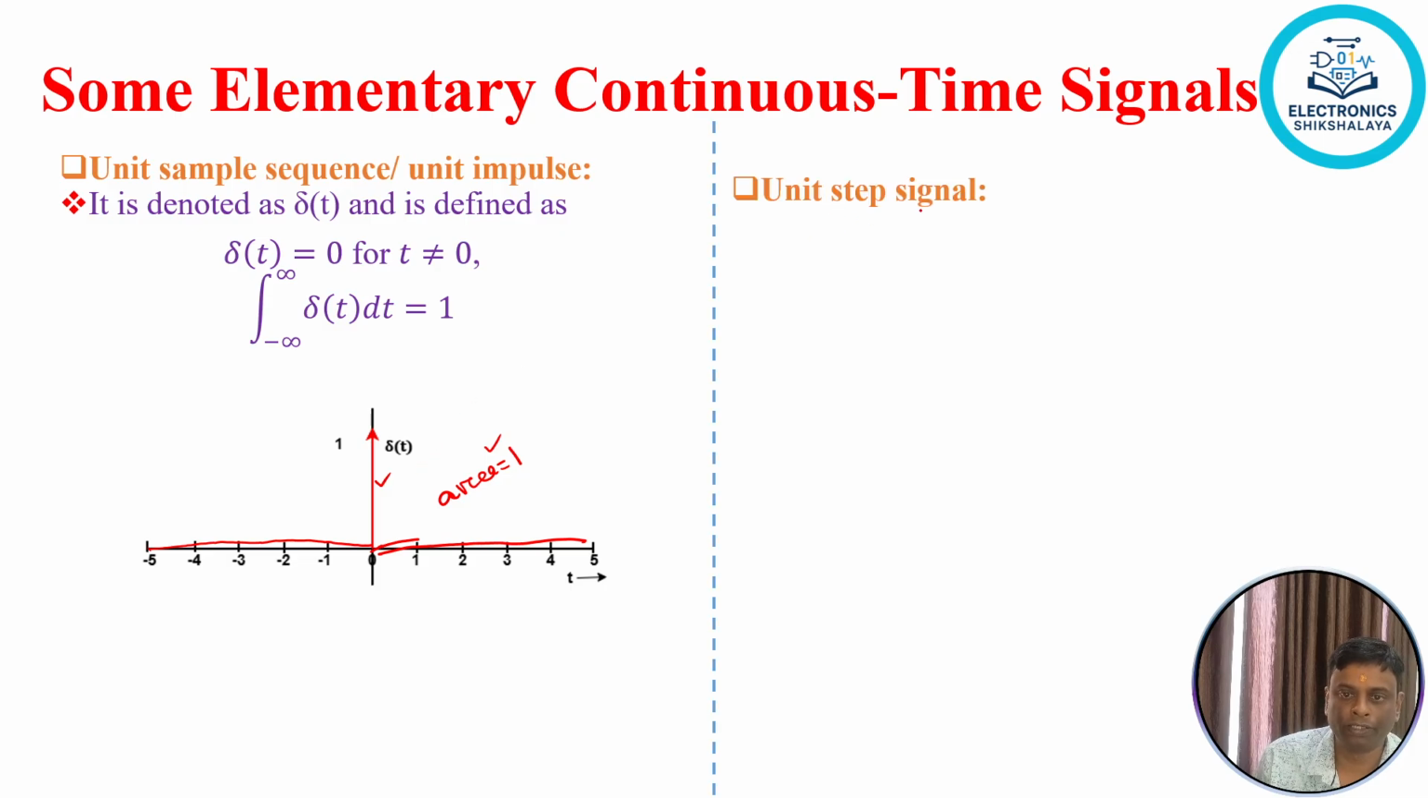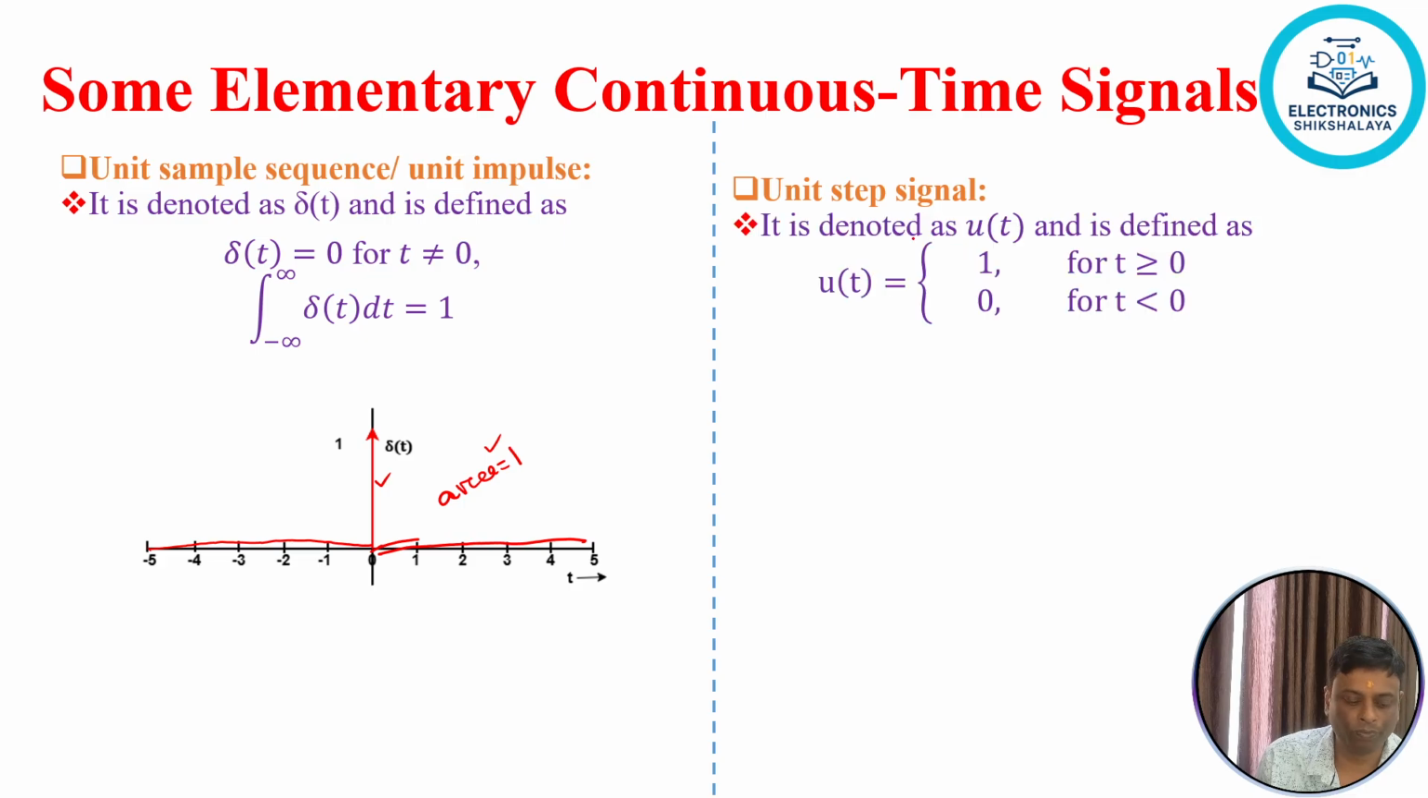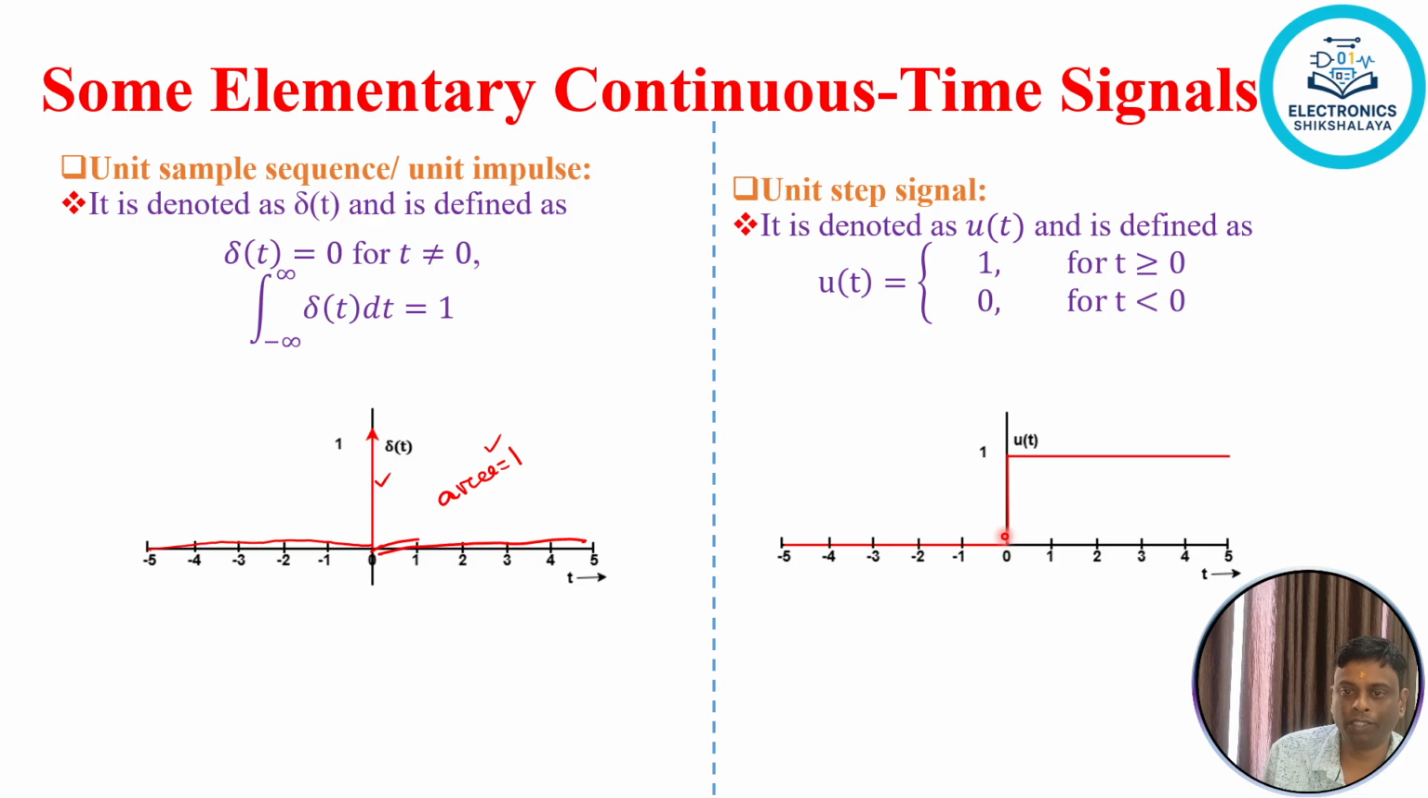Next one is the unit step signal. The unit step signal is denoted as U of t. U of t equal to 1 for t greater than or equal to 0, and for t less than 0, the value of U of t is equal to 0. Let us see the diagram. This is the case when U of t equals 1 for t greater than or equal to 0.